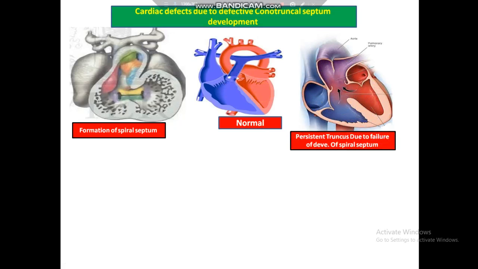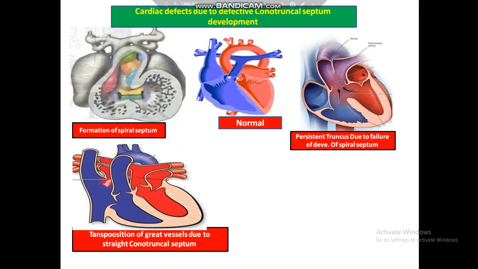Now there can be certain situations where there is defective septum formation. One situation will be when this conotruncal septum is either incompletely formed or not formed at all. There will be a common trunk. That means the trunk's arteries are not divided into the pulmonary artery and the aorta. So that is known as persistent truncus arteriosus. That will be due to failure of the development of the spiral septum.